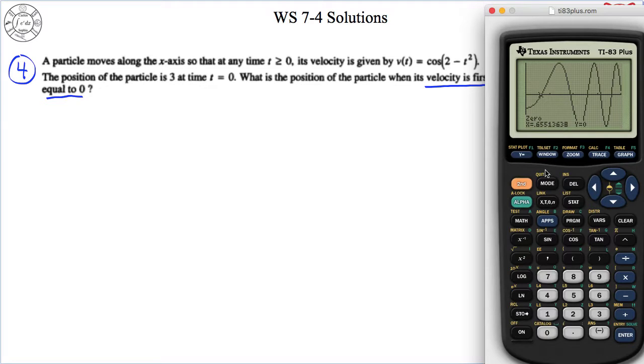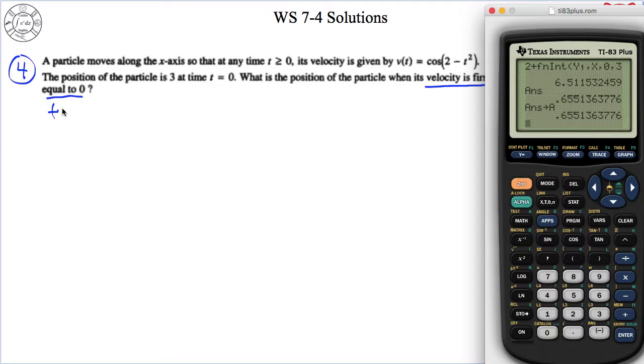The way to store that, I'm paranoid about making an error, so I store this value. The way that you store that is second quit. Right now our last answer is 0.655, so I'm going to do second answer, and then I'm going to store that to alpha A, and now it's stored. Perfect. So that is the time that I'm really looking for. So what is its position when the velocity is equal to 0?